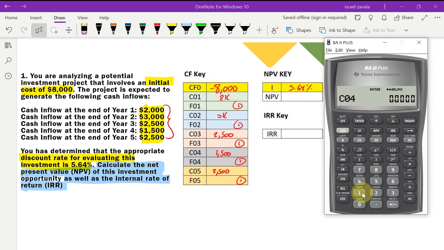Year 4 is 1,500, and year 5 is 2,500. Okay, and again, I'm just going to cycle through it to make sure I got everything right. 2,000, 3,000, 2,500, 1,500, and 2,500 again.